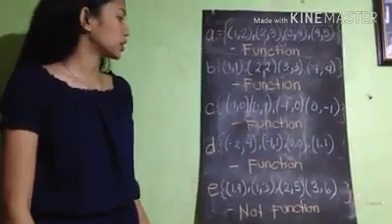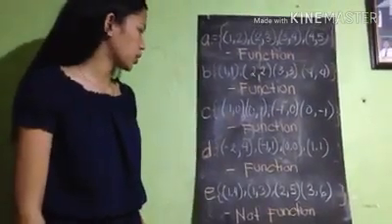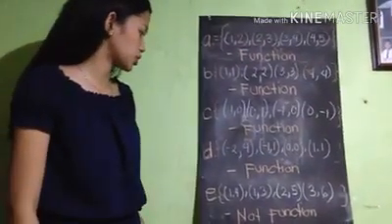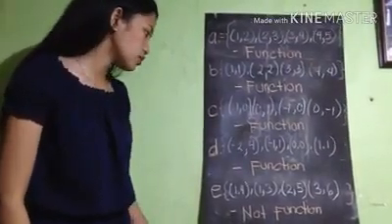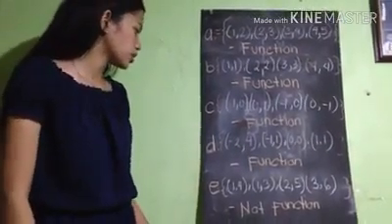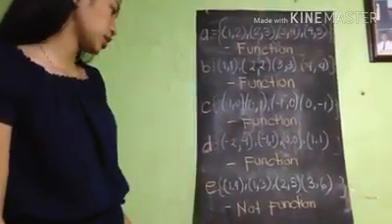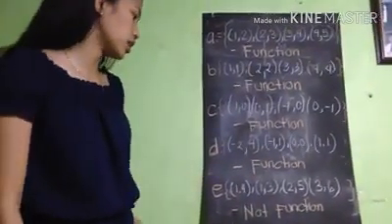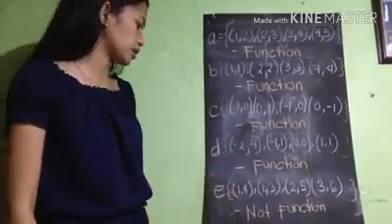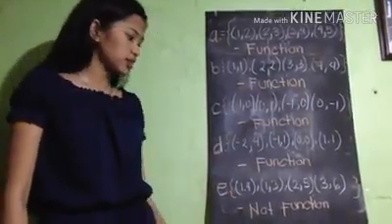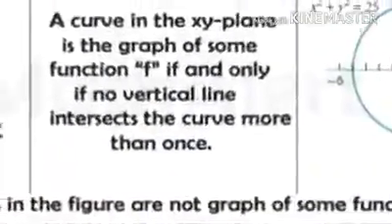Letter C, function because it has no repetition. Letter D, function again because there are no duplicate x values. And in letter E, not a function because the number 1 is repeated, and the x values are repeating or duplicated.